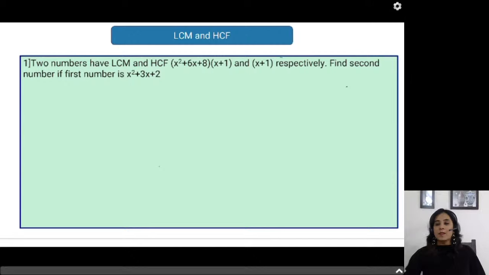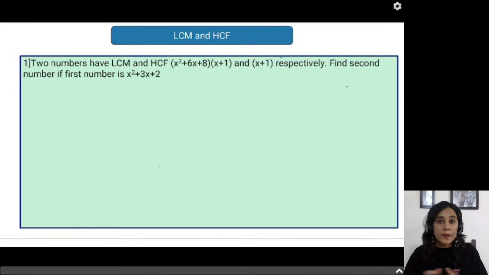Okay. So guys, let us see another question. Let us see the first question in this chapter, LCM and HCF. I have taken the liberty to put an HCF related question also in this particular session because we've already studied HCF yesterday. Now, two numbers have LCM and HCF as x square plus 6x plus 8 into x plus 1 and HCF is x plus 1 respectively. Find the second number if the first number is x square plus 3x plus 2.